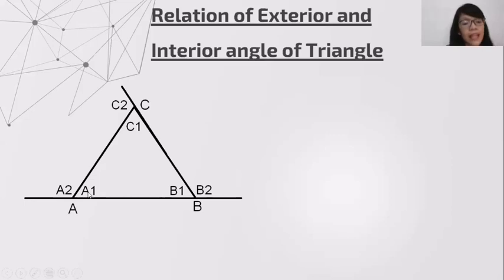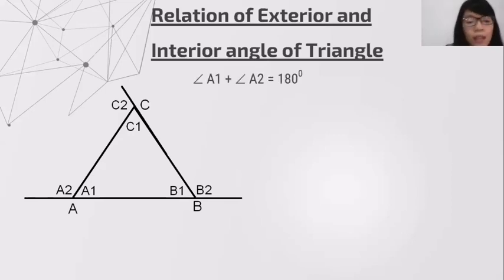And then because I can find the supplementary of A1, of course, I can find the supplementary of B1 and C1 as well. Okay, so the supplementary of B1 is B2, and the supplementary of C1 is C2. Okay, let's check my explanation about the relation of exterior and interior angle.